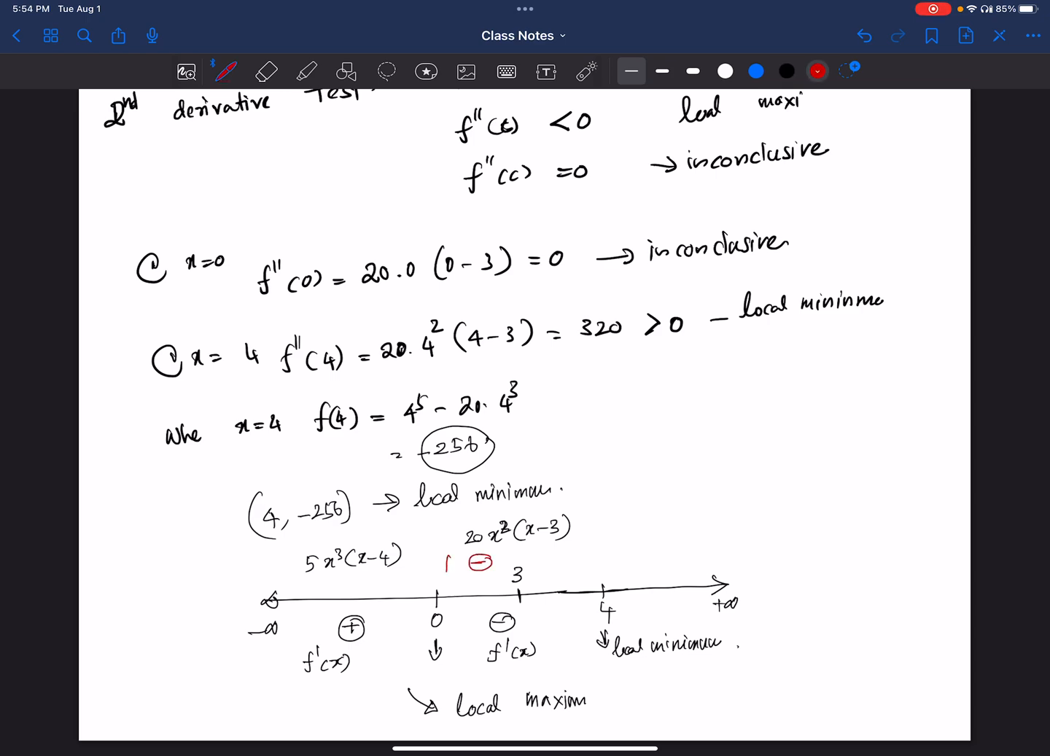F double prime is negative. And if you put anything higher than 3, f double prime of x is positive. So that's a point of inflection. X equals 3 is a point of inflection. So this is how we find the points of inflection, local maximum and local minimum, by using the first derivative test and second derivative test. With that, I would conclude this video. Thank you very much for listening.